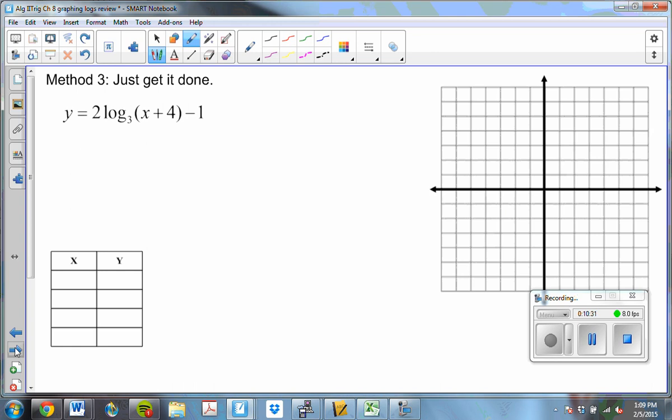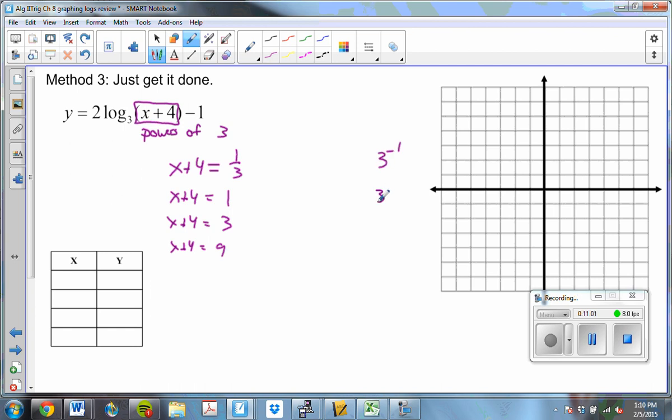The third way, this is probably the most difficult way to really understand, but it actually makes the easiest way to do it, is to get smart about what points I plug in for x. I want to plug in points for x that make this a power of 3. So I really want x plus 4 to come out to something like a third, or 1, or 3, or 9, because that's 3 to the -1, 3 to the 0, 3 to the first, and 3 to the second, powers of 3.